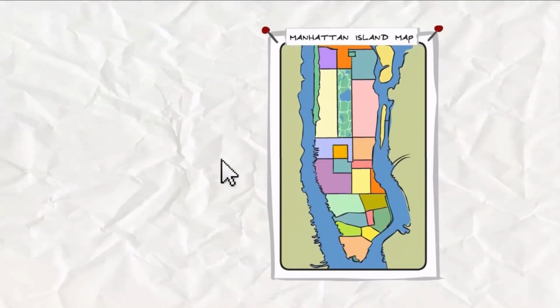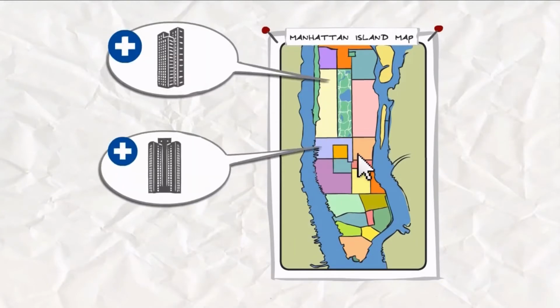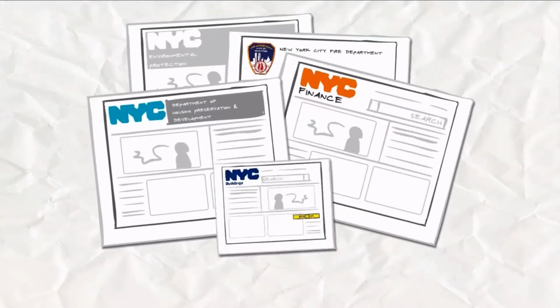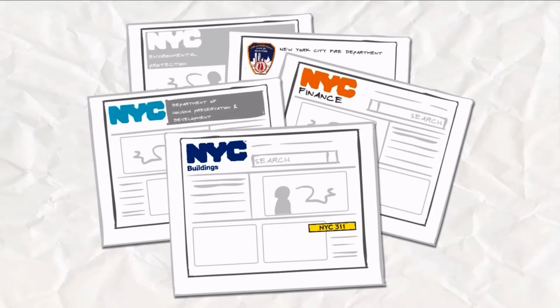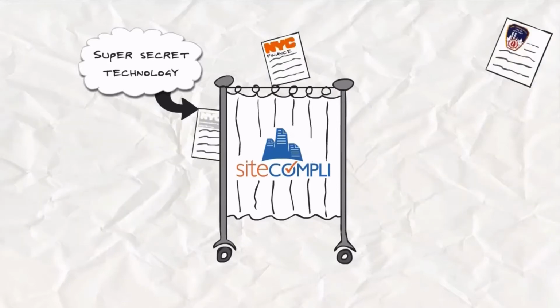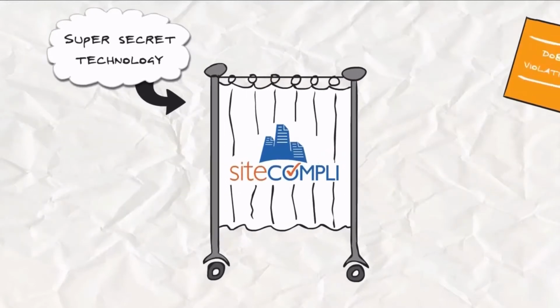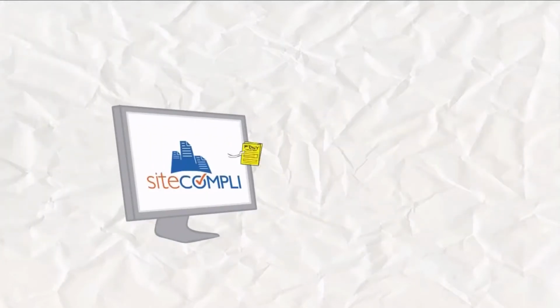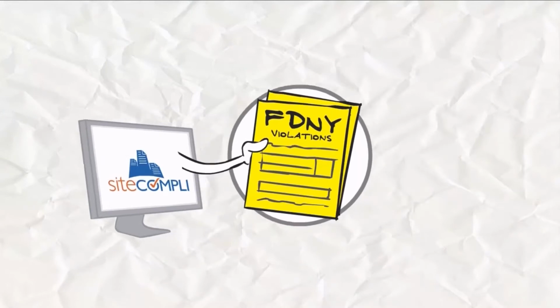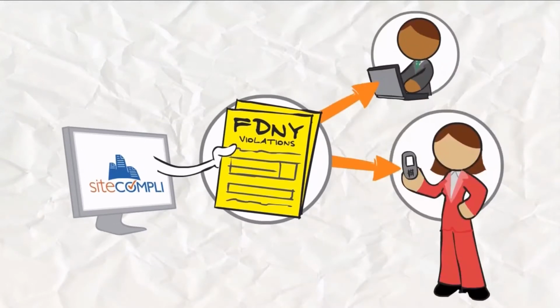When you sign up, just tell SiteComply which buildings you want to monitor. SiteComply will remember and keep track of your portfolio of properties, eliminating the need to wade through pages upon pages of government websites each time you need to look something up. Your portfolio is now just a click away. Next, using super secret technology, SiteComply automatically and continuously compiles the latest compliance information about your portfolio in one convenient place, including violations, inspections, and complaints. Always updated with current information, SiteComply can even fetch paper reports such as FDNY and other offline violations, making them part of your digital file and accessible from any web connection.